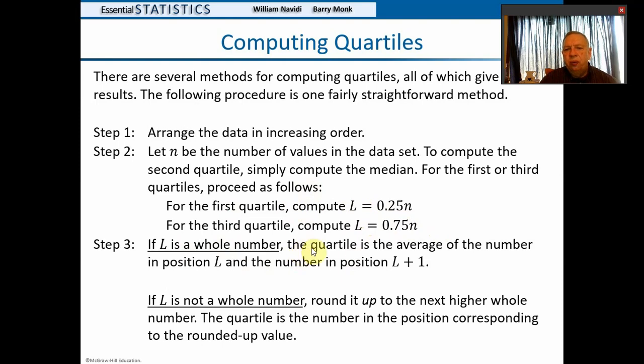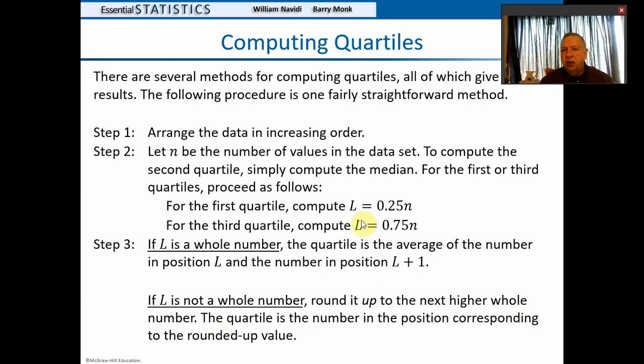If it's a whole number, the quartile is the average of the number in position L and the number in position L plus 1. So between the 5th and the 6th, I'm going to average those out, and that gives me what everything would be less than that number. That would include that number that's in there. If it's not a whole number, I'm going to round it up to the next higher whole number. The quartile is the number in the position corresponding to the rounded up value.